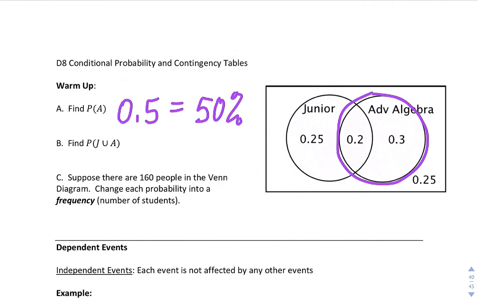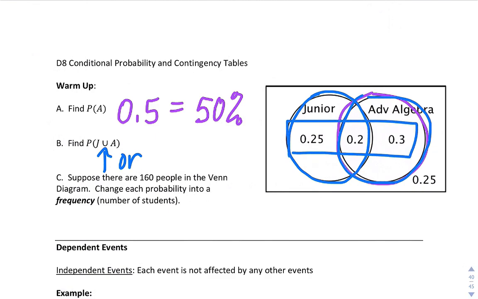For part B, find the probability that a student is a junior or in advanced algebra. So this union symbol right here means or, and or means one, or the other, or both. So we're going to add all of these together. So we got 50% from the advanced algebra circle plus 0.25. So 75% of the students in the Venn diagram are a junior or in advanced algebra.